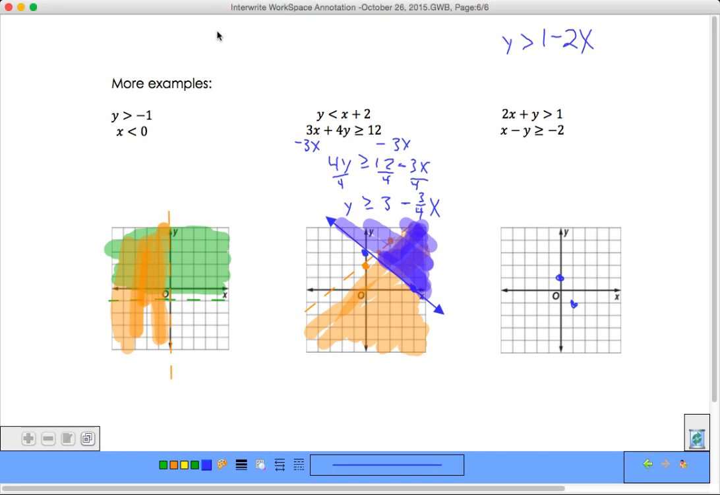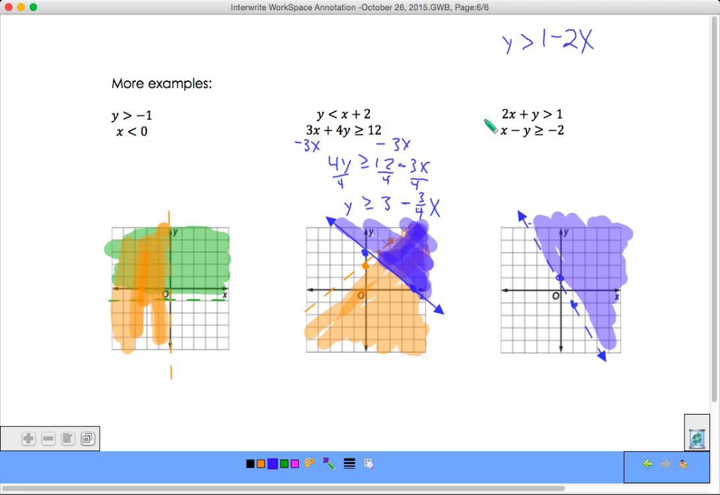Because there is no or equal to part, there's no line underneath. We know that means a dotted line. So I'm going to put a dotted line through it. Oh, that one's solid. And then because it's greater than, the shading's above. And then I'm going to solve the second equation.